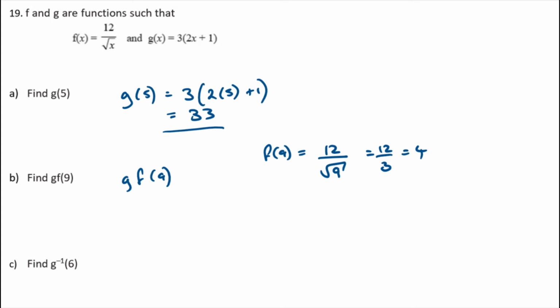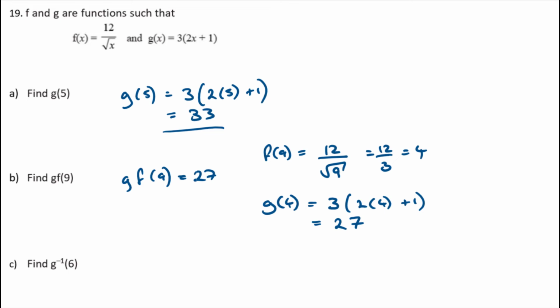So then taking that answer and feeding it into g, g of 4 is 3 lots of 2 lots of 4 plus 1. 2 lots of 4 is 8, plus 1 is 9, times 3 is 27. Okay, so fg of 9 is going to be 27.